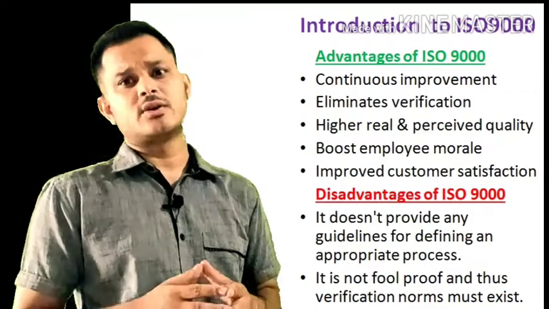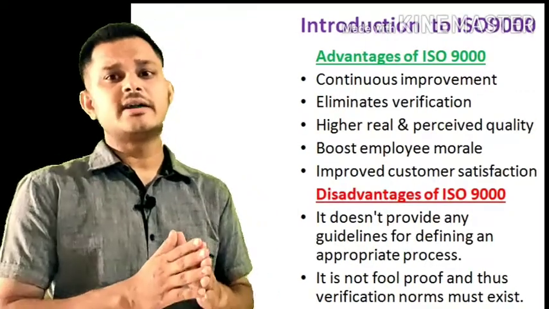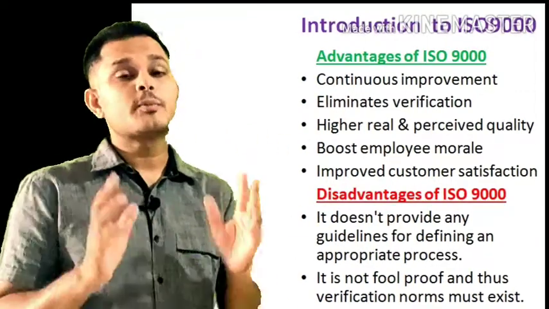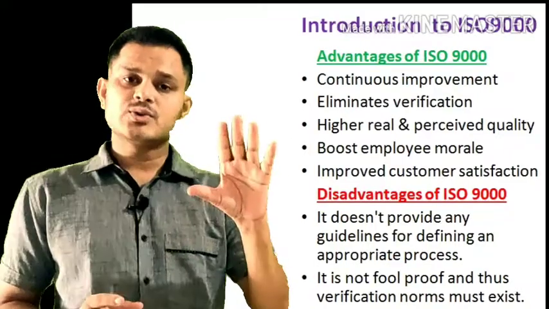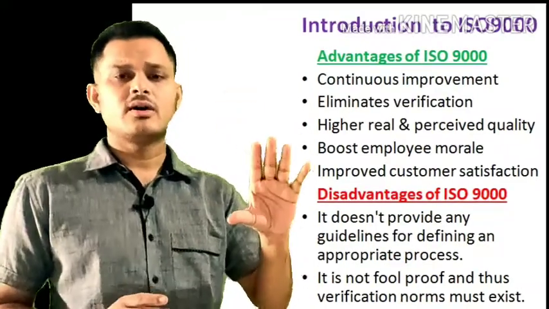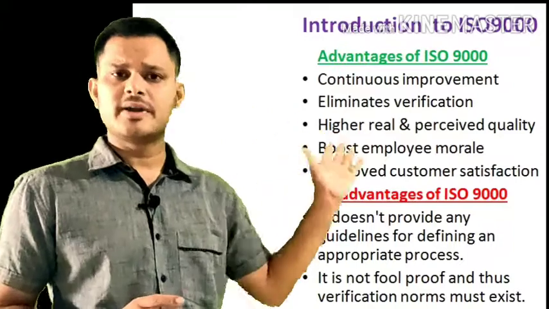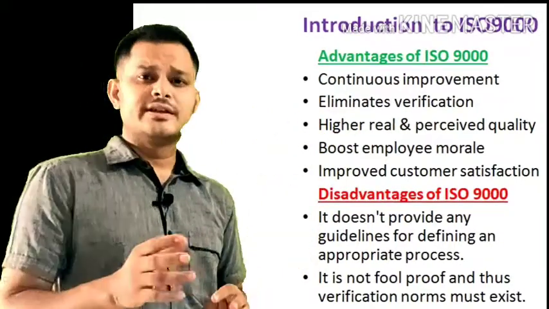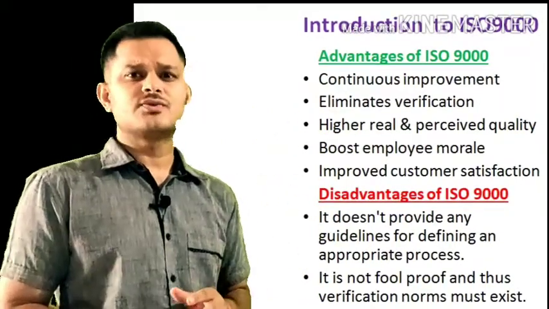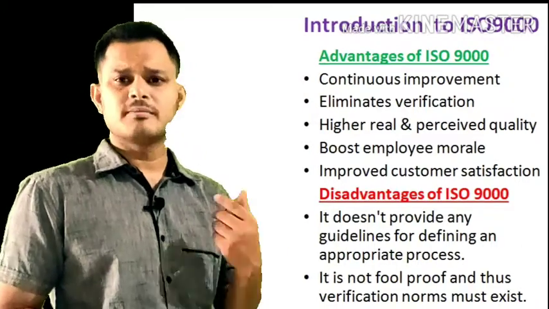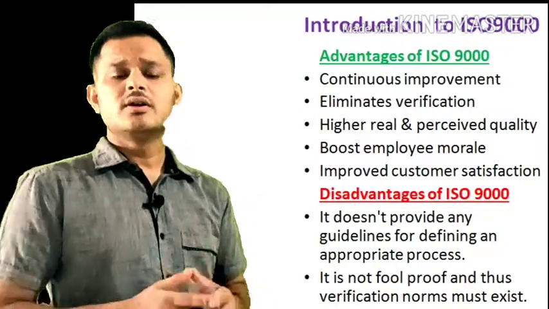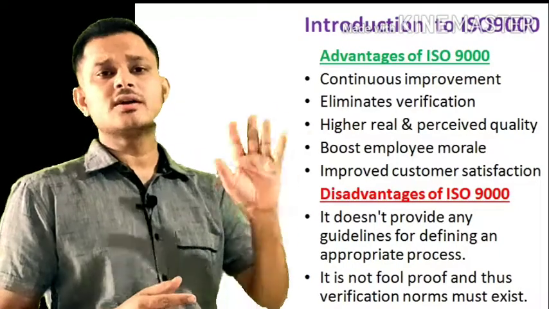Disadvantages of ISO 9000. It doesn't provide any guidelines for defining an appropriate process. ISO is certifying the product, and whatever processes have been adopted are not verified. It is not foolproof, and thus verification norms must exist. There must be some verification norms because it is just looking after the product quality.